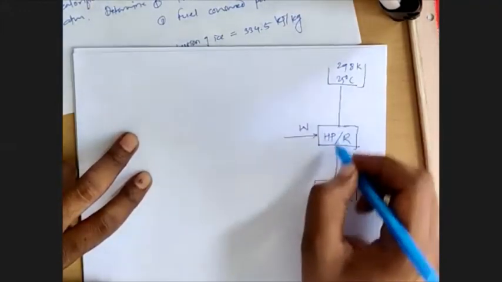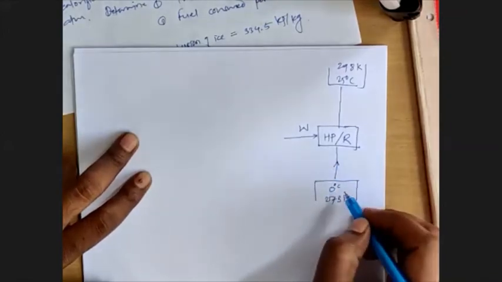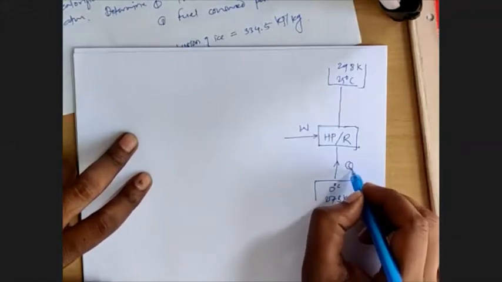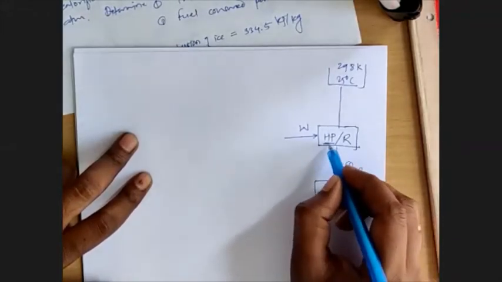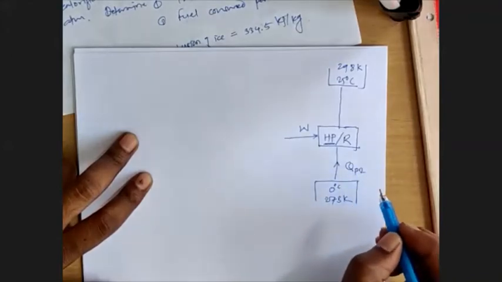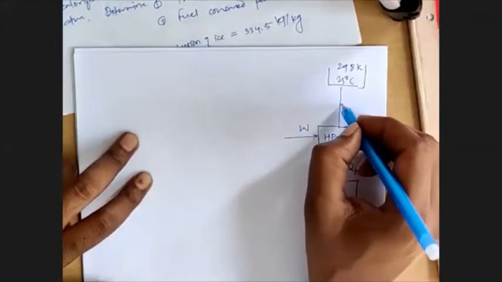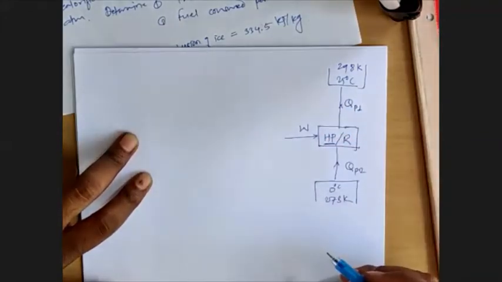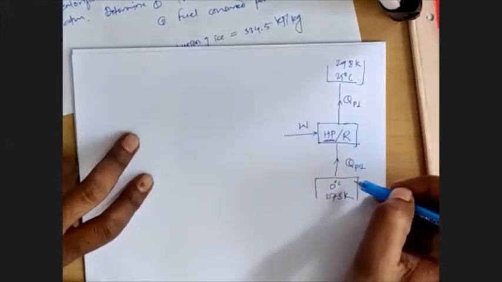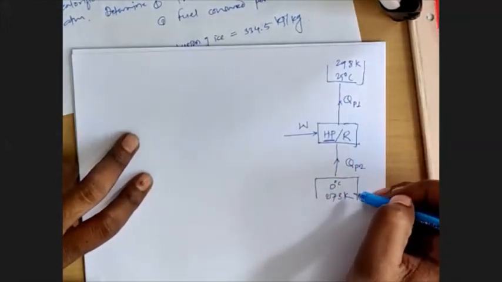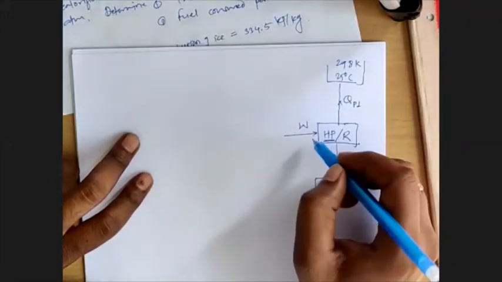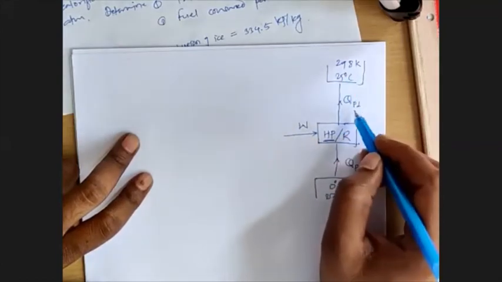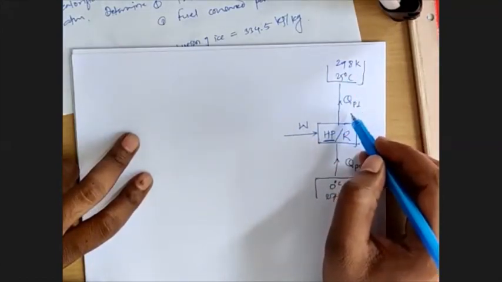Now we know that the heat interaction with the body whose temperature is to be maintained, we consider as Q2, but as this is a heat pump, we are going to consider it as QP2. And as it is QP2, instead of Q1, this will become QP1. So it is going to extract heat QP2 from the body at 0 degrees Celsius. It will consume certain work and reject heat to the atmosphere at 25 degrees Celsius, and the amount of heat rejected is now QP1.